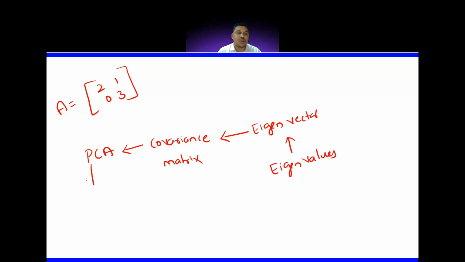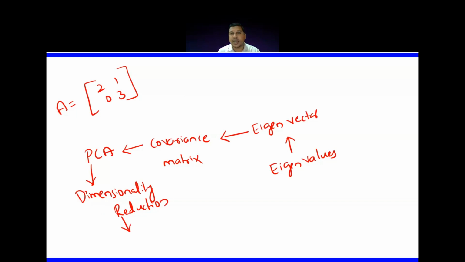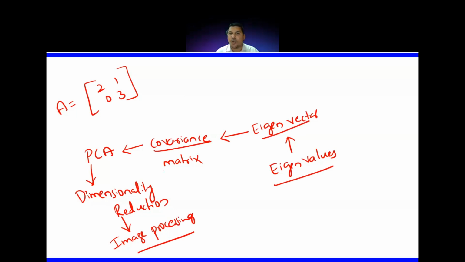And where is this PCA used? It is used in dimensionality reduction. Why do we need dimensionality reduction? Because we have to reduce the size of the data set. Mostly we use this in image processing. If somebody is working in this area, you should know how to calculate eigenvalue, then eigenvector, then calculate the covariance matrix, then apply the PCA technique to do dimensionality reduction. I hope you understood why we are learning eigenvalue, eigenvector calculation, and how it is useful in machine learning algorithms.